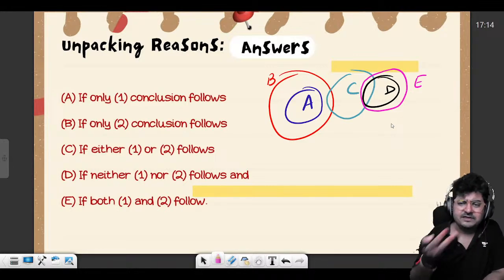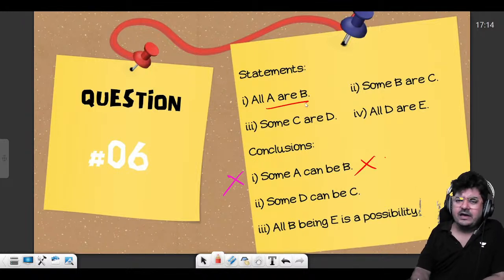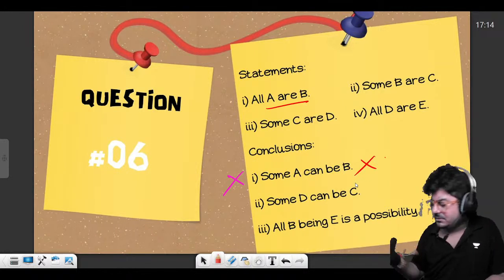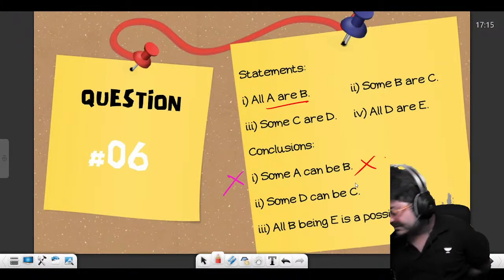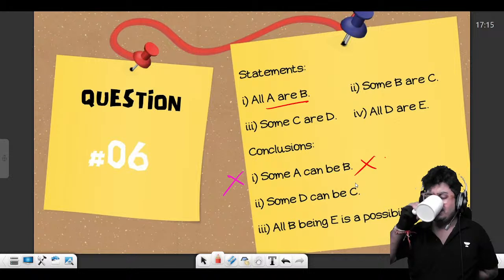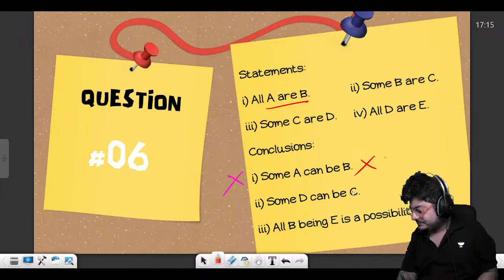Now some A can be B. It is false, obviously. You know that. All A are B, they have given. So some A can be B, how is it possible? It does not make any sense. So one cannot be the answer at all.